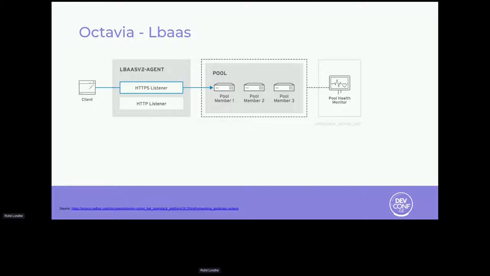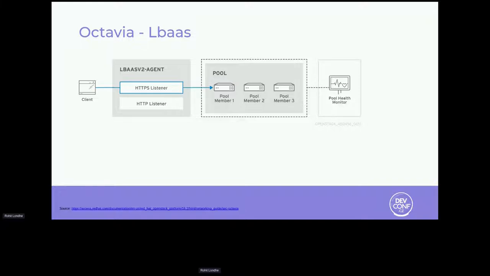So first, let's try to understand the terminologies used over here, starting with the HTTPS listener. So what exactly is a listener? A listener is a port on which the load balancer listens for traffic. And over here in this diagram, we have an HTTPS listener. That means we have a listener created for port 443. And yeah, we can have more than one listener.